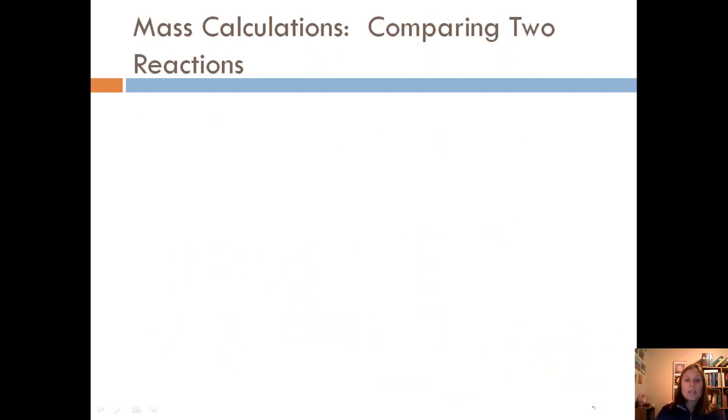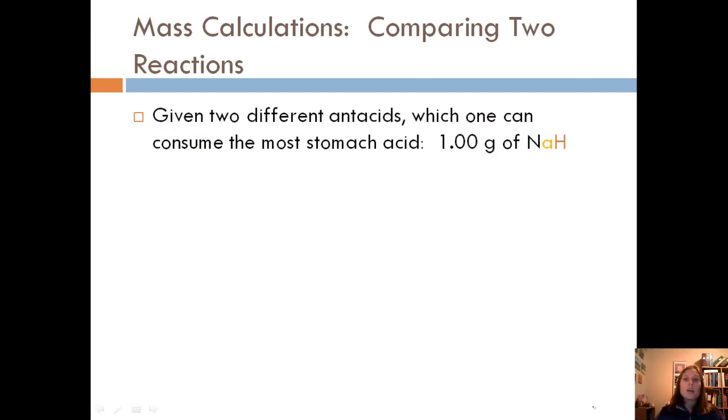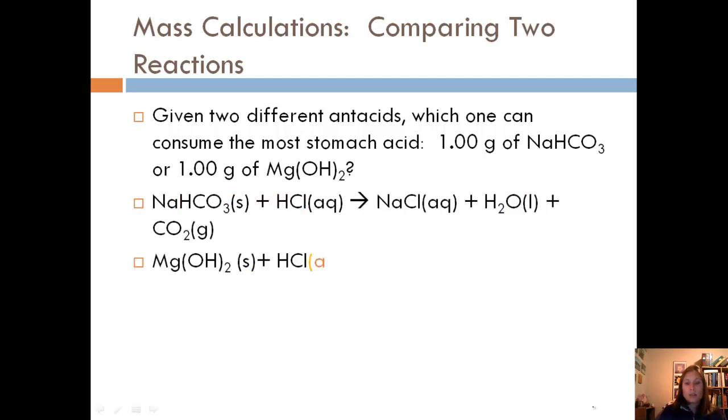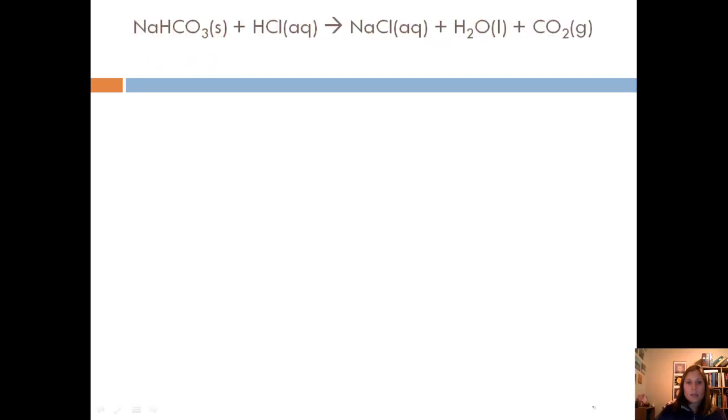Let's try one more. Let's say we're comparing 2 reactions. So let's do a practical application. Given 2 different antacids, which one can consume the most stomach acid? We have a gram of sodium bicarbonate or a gram of magnesium hydroxide. These are the main active ingredients in different antacids. Okay, and so here's our 2 reactions. Okay, and so I've actually got them over here.